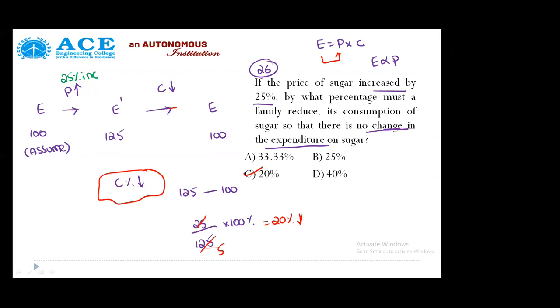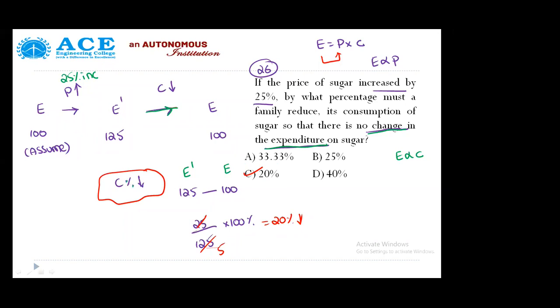125, sorry, yeah. Now you want no change in the expenditure. Means your expenditure should become 100 again. So this will happen only when consumption decreases, because expenditure is directly proportional to consumption. If consumption decreases, expenditure will decrease. If you want to decrease the expenditure, you should decrease the consumption.